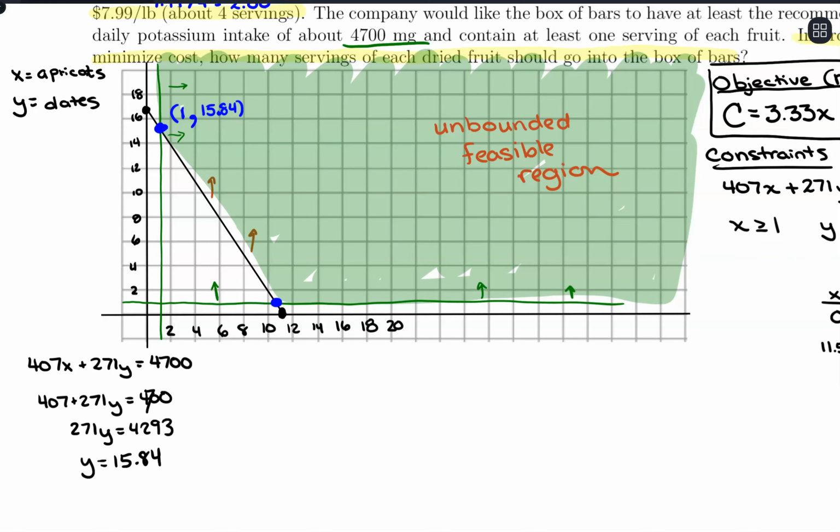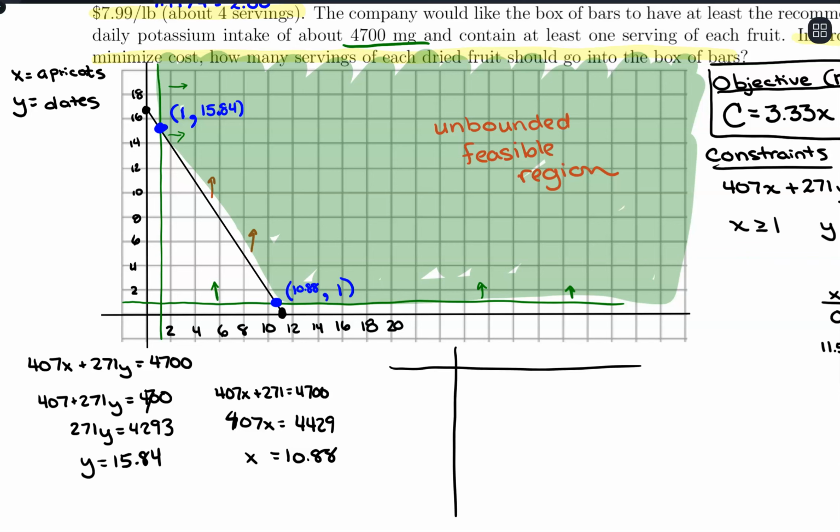And then our other corner is a similar idea, except we have y equals 1. So I'm going to do the same thing, but we'll have 407x plus 271 equals 4700. Subtract 271 from both sides for 4429. Divide by 407 to get 10.88. So our other corner is 10.88, 1. All right, so we have our corner pieces.